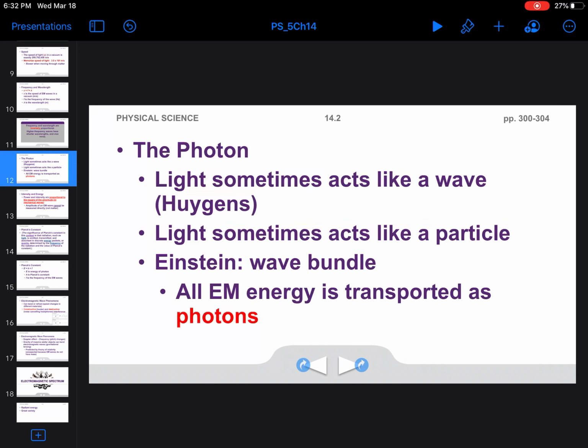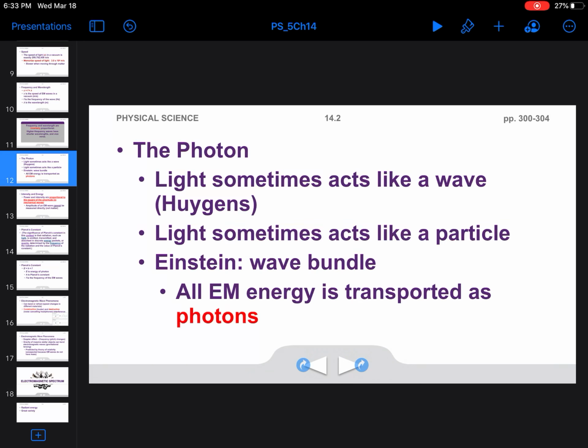Moving on here, we see that the photon is an important aspect of electromagnetic waves. Here we see that a man named Huygens, a scientist, did a lot of experimentation with light, and he found that light acts as a wave. This was a very important discovery and theory, and for a long time it was just accepted. But some other scientists, as you see in the second point, found after a lot of experimentation that light sometimes acts as a particle.